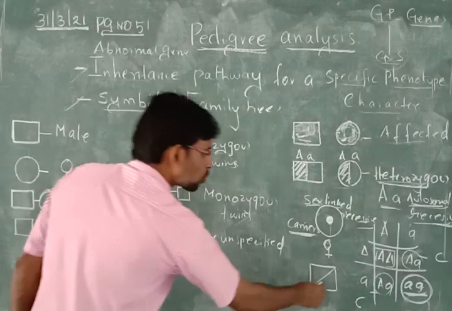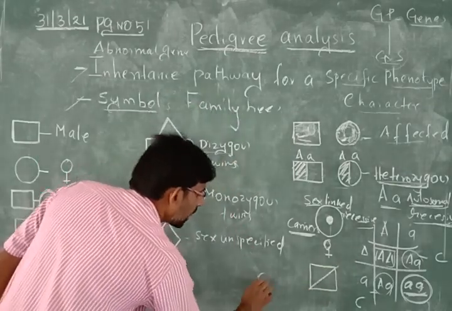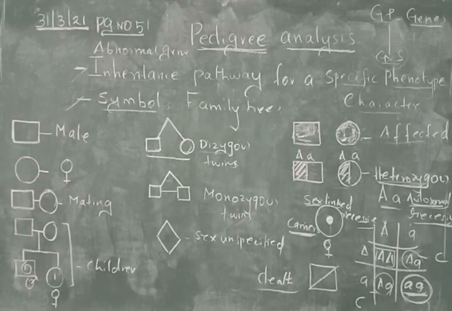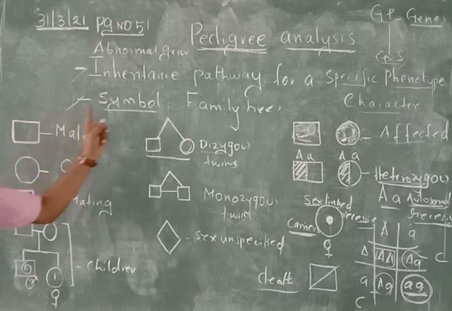And the last one, if you find a symbol like this, there is a death in the family. That is the indication of these symbols. Okay. So far we are discussing pedigree analysis.